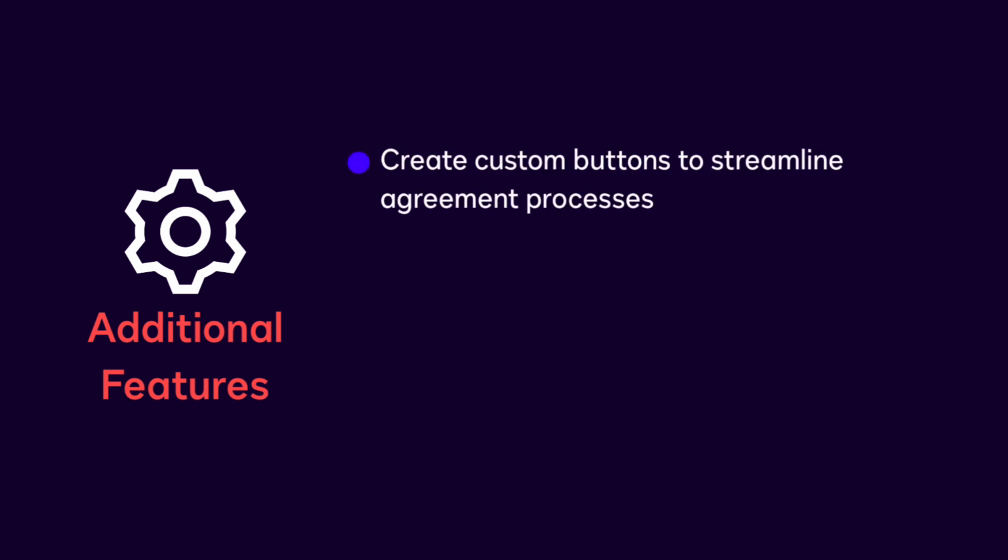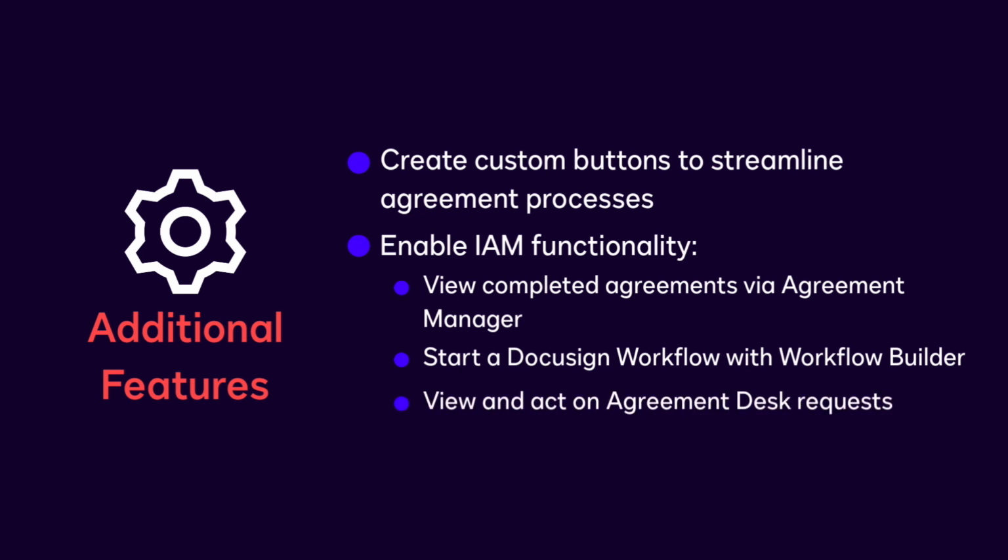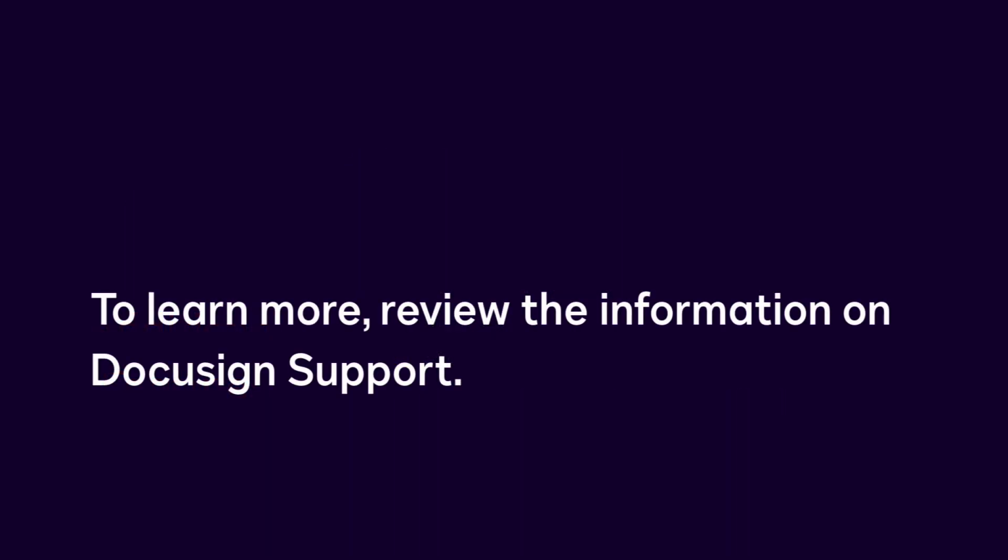For example, you can create custom buttons to streamline agreement processes by reducing manual data entry and automating pre-send tasks. You can also enable IAM functionality, such as the ability to view completed agreements via Agreement Manager, start a DocuSign workflow with Workflow Builder, and view and act on agreement desk requests directly from Dynamics 365. To learn more, review the information on DocuSign support.